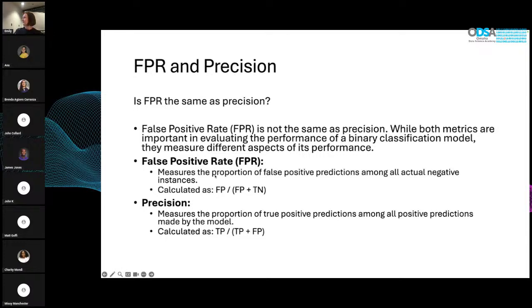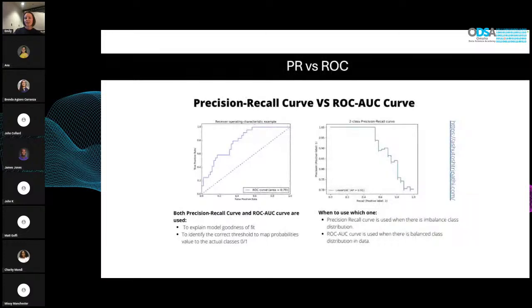Okay. So they're different things. They measure different things, and there are scenarios in which you might want to use one versus the other. They both give an understanding of model fit, how good of a fit your model is. And they can both help you choose a threshold for model performance. You can say, hey, I have the right balance of precision and recall when I choose this threshold here. Or I have the right balance of my true positive rate and my false positive rate when I choose this threshold here.